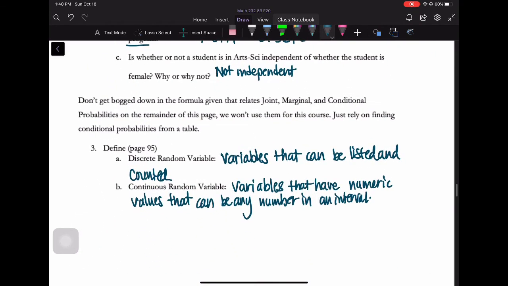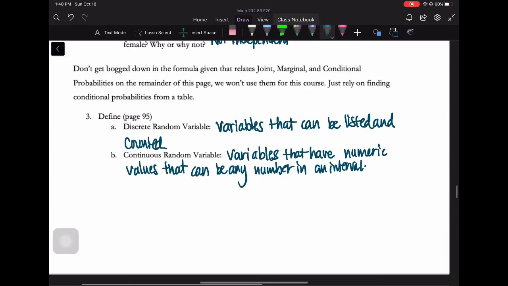But we're not going to get bogged down with formulas given that relates to joint marginal and conditional probabilities. We're not going to use them for this course, so we're just going to rely on finding conditional probabilities from a table. There is a formula for how you find conditional probabilities, but again, it's not something we cover in this course. Discrete and random variables.